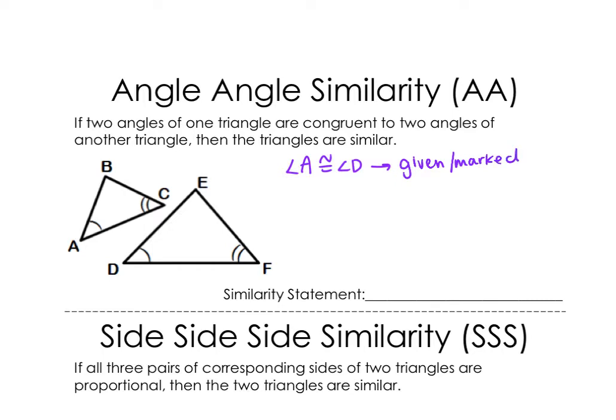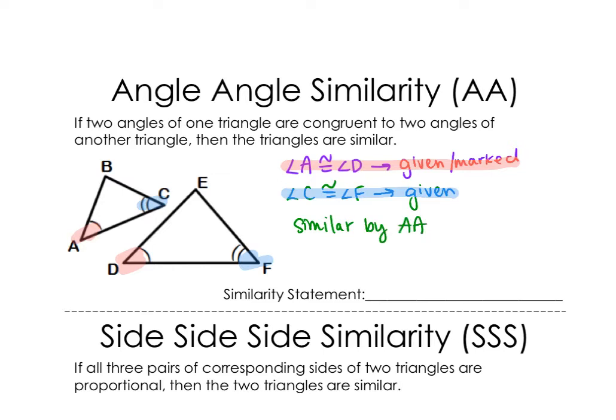Okay, likewise, we can say that angle C is congruent to angle F for the same reason. That's also given to us. So to show angle-angle similarity, that's all you need to show. You just need to show that two pairs of angles, so the first pair is angle A and angle D, and the second pair is angle C and angle F. Once you've shown that, then you can say that the two triangles are similar by angle-angle.